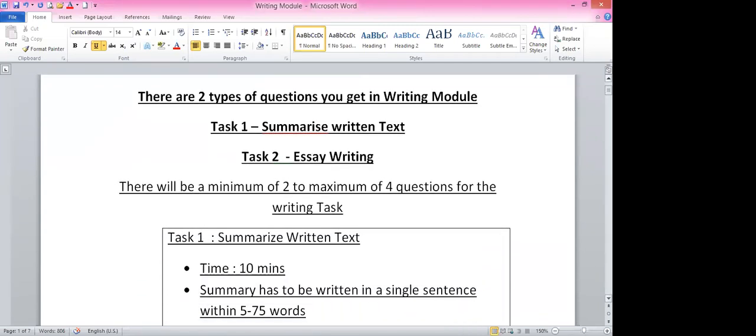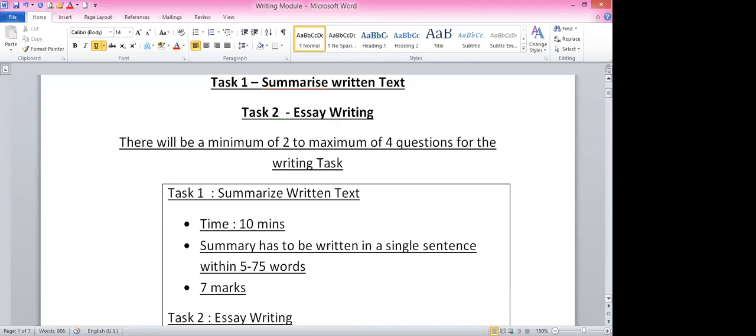So in the summarized written text, you are going to get a passage, and from the passage, you will have to devise a summary in 1 single sentence. Okay, in 1 single sentence, that means it will start with a capital letter and end with a full stop. In 1 single sentence, you have to write a summarization, which will be of word count of minimum of 5 to maximum of 75 words. Okay, you cannot write less than that, of course, because it will not make a sensible summary if you write in less than 5 words. And writing more than that is also not permissible.